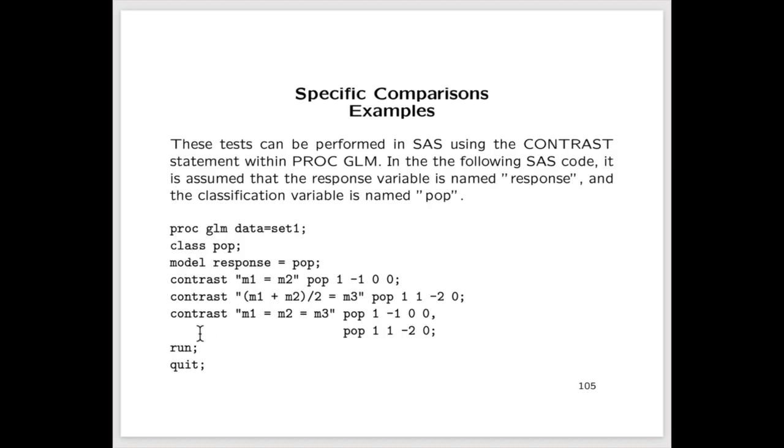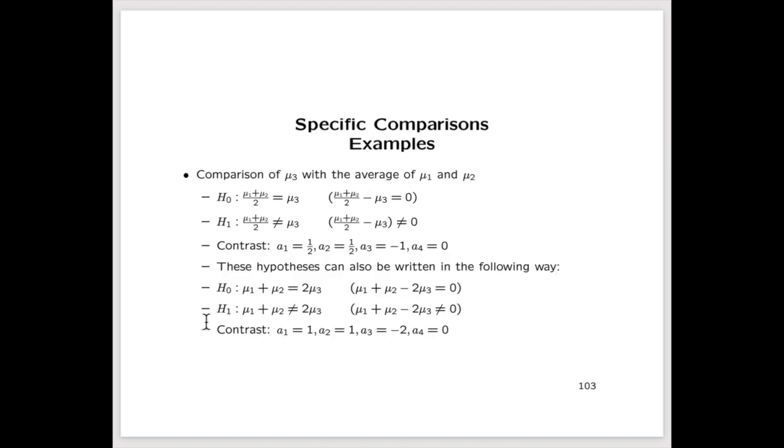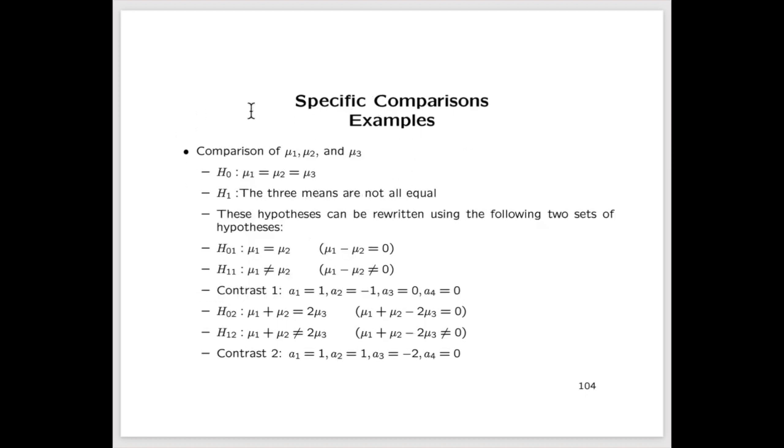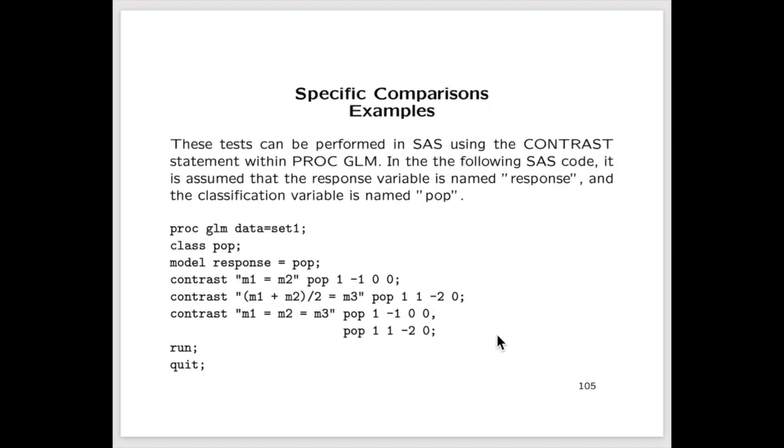Okay, and then finally we're going to test this comparison. So the comparison of mu1, mu2, and mu3, so that the null hypothesis would be that mu1, mu2, and mu3 are all equal against the alternative that at least one of the means is different than the others. And remember, this is going to take two sets of coefficients, two contrasts. For that reason, this is what's called a 2 degree of freedom test.